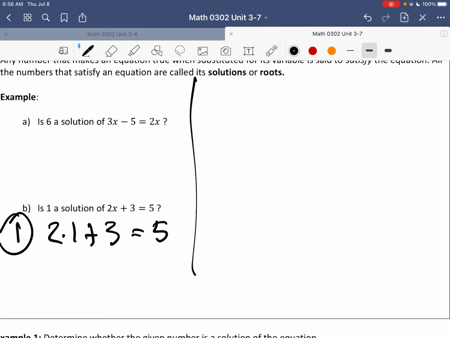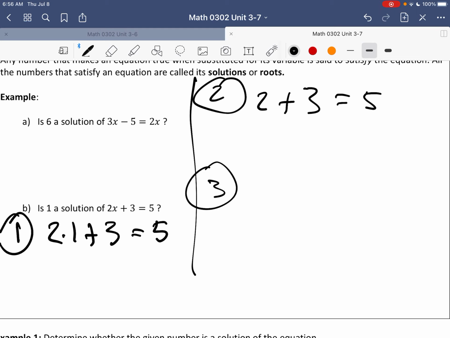Then in step 2, we'll start to simplify the equation. So 2 times 1, that's a 2, plus a 3, that's going to be equal to the number 5. Then in step 3, we'll do the last part of the simplification. That means to start combining the like terms. So the 2 plus a 3 is going to be equal to the 5, equal to 5. Well, good news here.